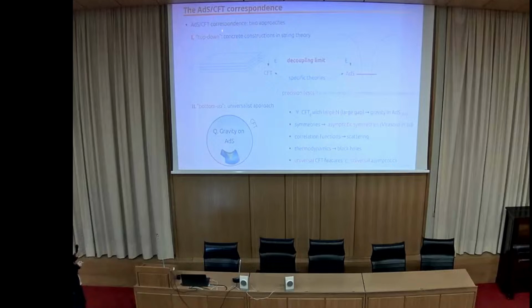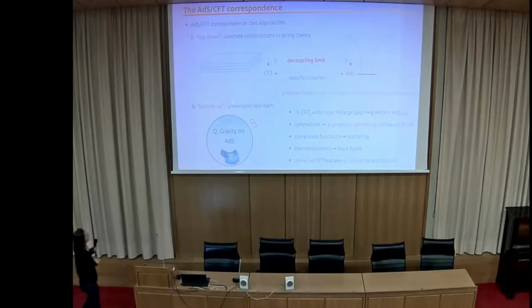So one is the top-down approach, the original approach through which it was discovered, where you take some string theoretical objects that have very different descriptions. You take a low energy decoupling limit, and this gives a duality between specific field theories and gravitational theories. And then what's very nice is that one can do precision tests with various precision tools. So that's one way to think about it.